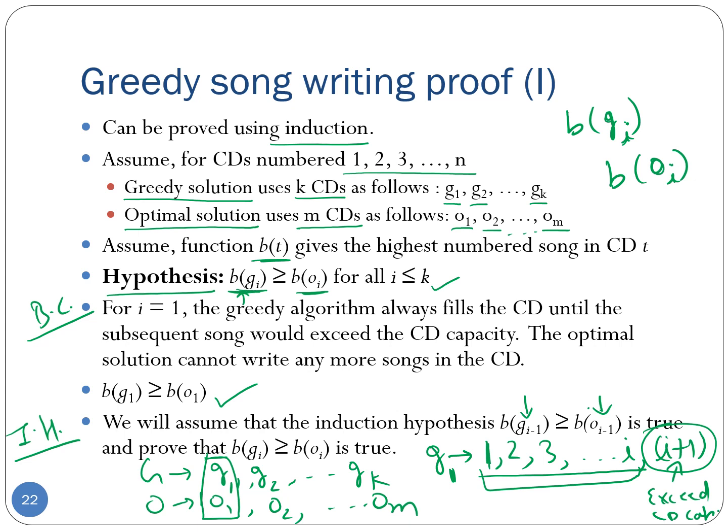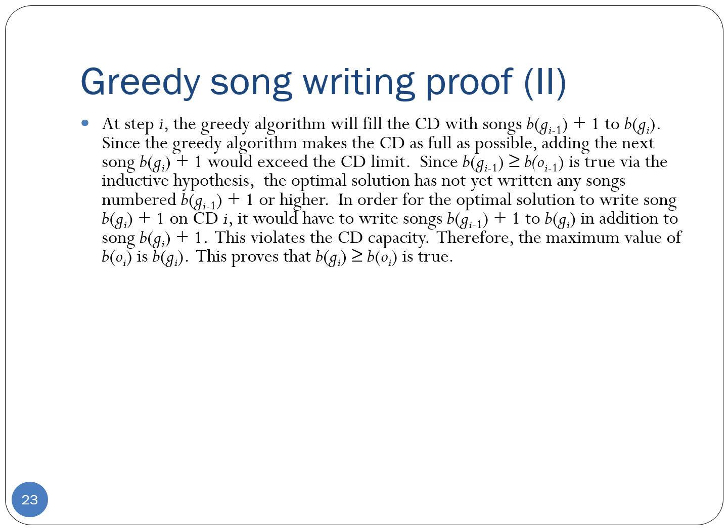Okay, now we have to prove that even for the ith CD, the highest number song that is written by the greedy algorithm is greater than or equal to the highest number song that is written by the optimal algorithm there. So from our inductive hypothesis, we know that B of G_{i-1} is greater than or equal to B of O_{i-1}. This is our inductive hypothesis.